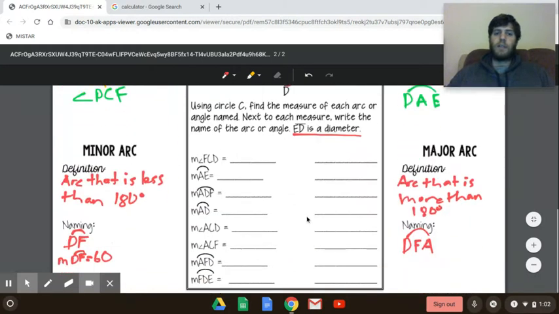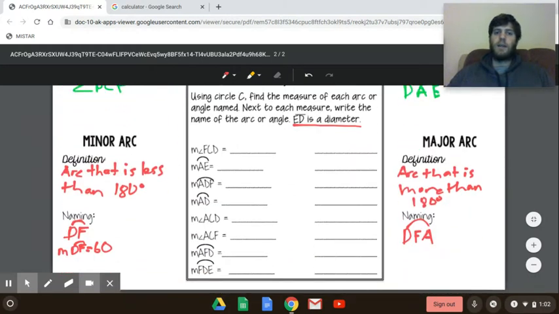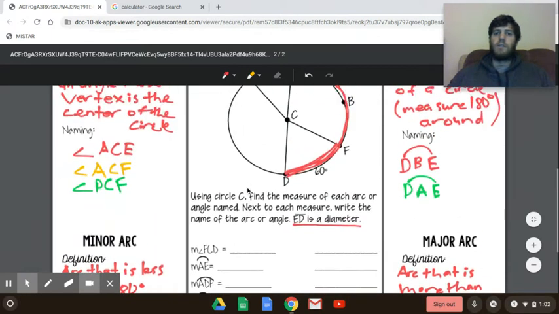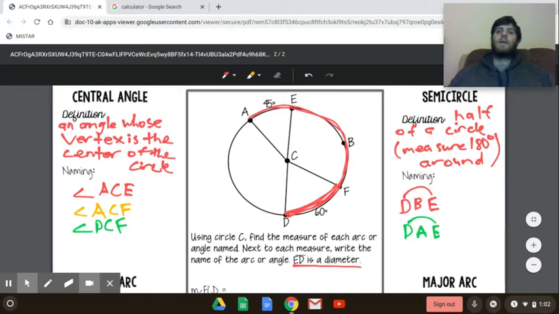Now we want to try and answer these questions in the middle and find these angle measures and arc measures. Okay. So the key here is that the measure of a central angle, the angles in the middle, is equal to the measure of the arcs on the circle. So the arcs are part of the circle, and their measures are each equal to the central angle for those arcs.